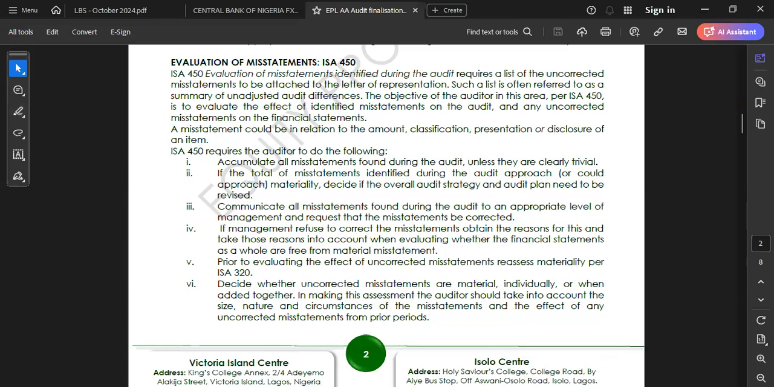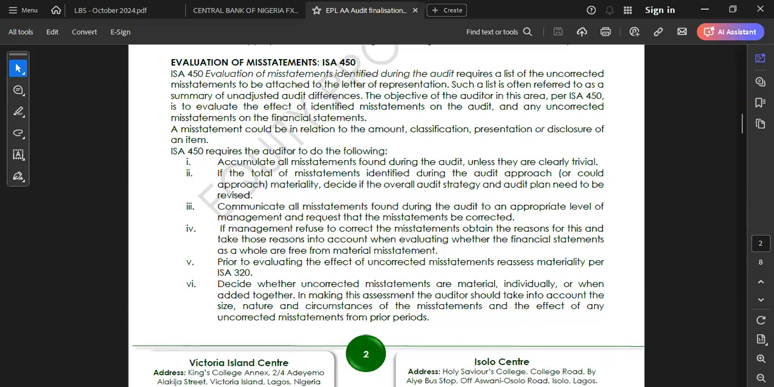So, what we're saying here is that if they approach materiality, communicate all these misstatements to the appropriate level of management and request that the misstatement be corrected. Some management will say, fine, we will correct them, and they will correct them. Now, what happens if management say we are not correcting it? If management refuse to correct the misstatement, the auditor needs to obtain the reasons why they don't want to correct it, and he will now evaluate those reasons.